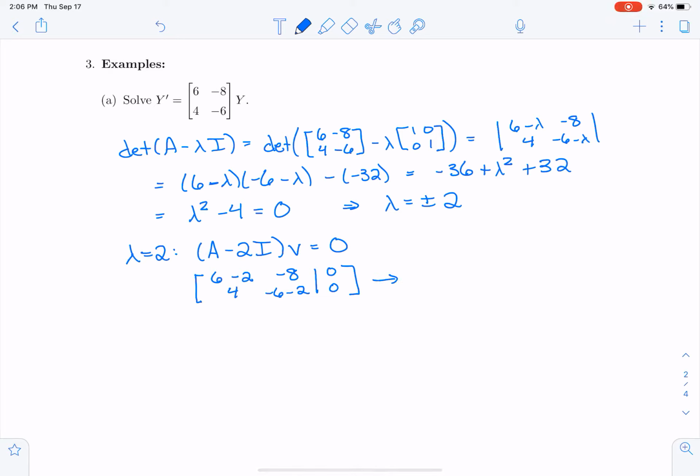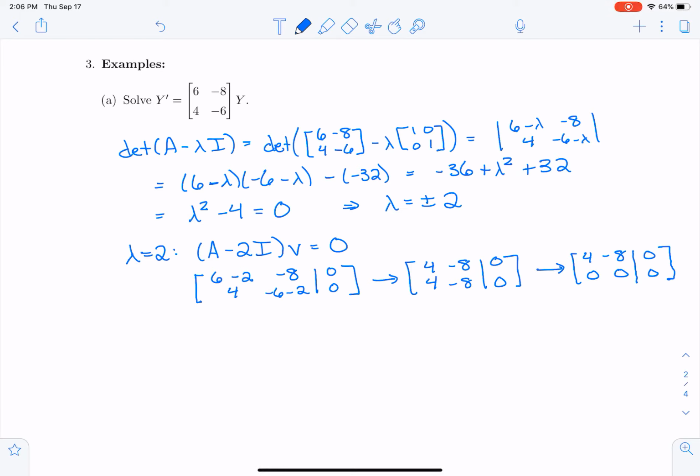So I want to simplify this. So this is going to be 4, negative 8, 4, negative 8. The right-hand side is going to be 0, 0. And if I row reduce here, I notice that the second row is a multiple of the first row. So I really have just 4, negative 8, and then 0, 0 in the second row.